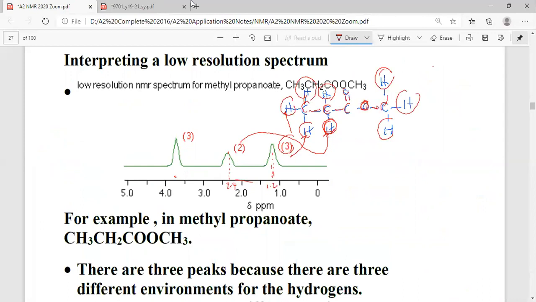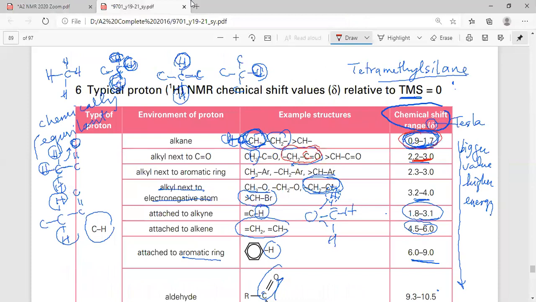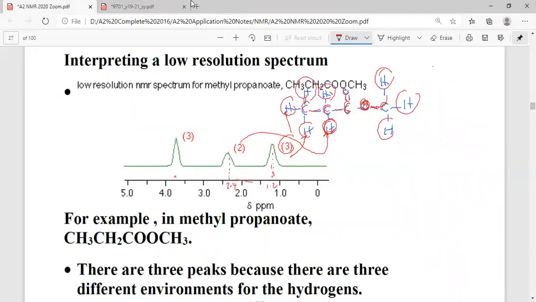It means a stronger pull. This one is separated by one carbon, and this one has no carbon between it and the oxygen, so a stronger pull. So CH3 to O is 3.2 to 4, here about 3.7. So you see the height: 3 is to 2 is to 3.